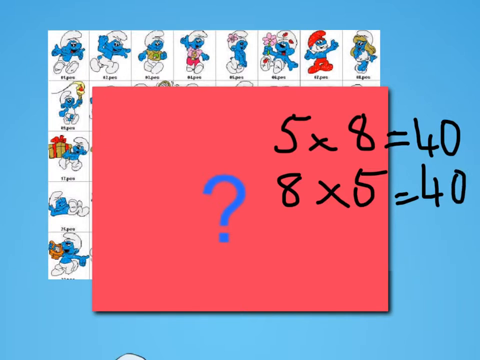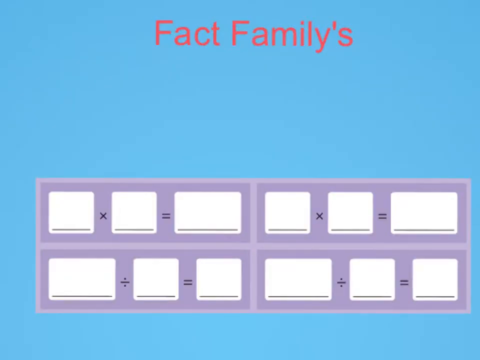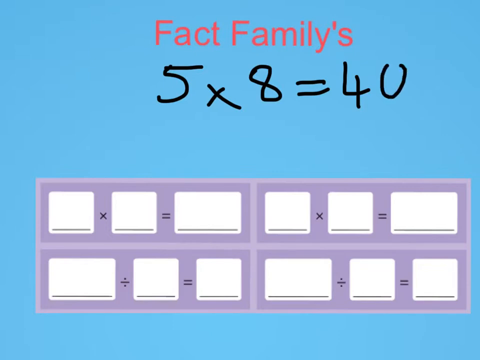Now, what are the related division facts that we could write to complete a fact family for this? Let's have a look at that now. So I had 5 times 8 equals 40, or 5 multiplied by 8 equals 40. Now I'm going to write my matching fact families for multiplication and division to match that array. So let's put 5 here. 5 multiplied by 8 equals 40. Now I can also turn that around to say 8 multiplied by 5 equals 40.